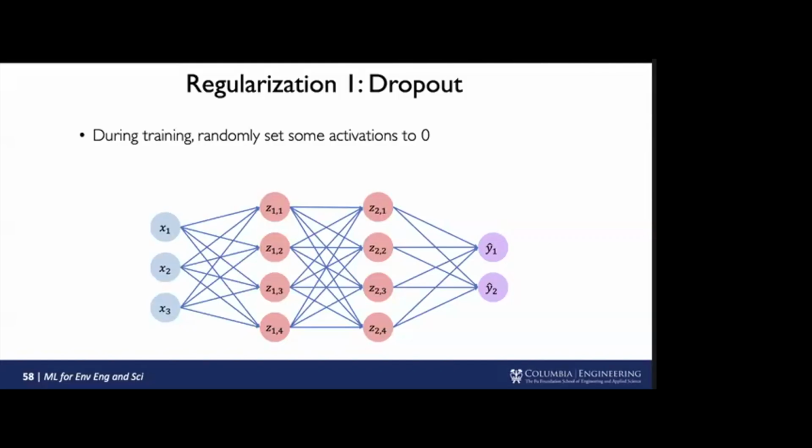At test time, dropout is turned off. The full network is used again. Dropout helps reduce overfitting and improves generalization. It's just one method of it.